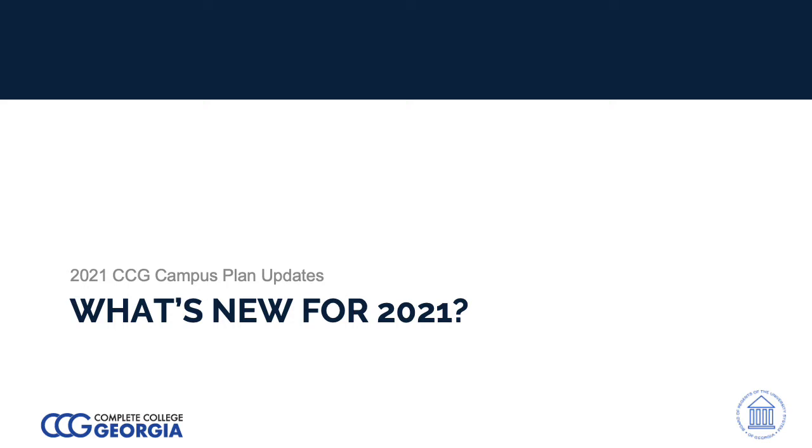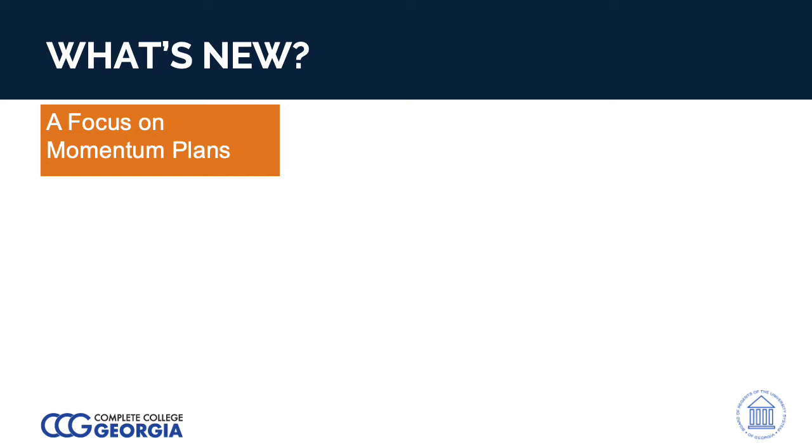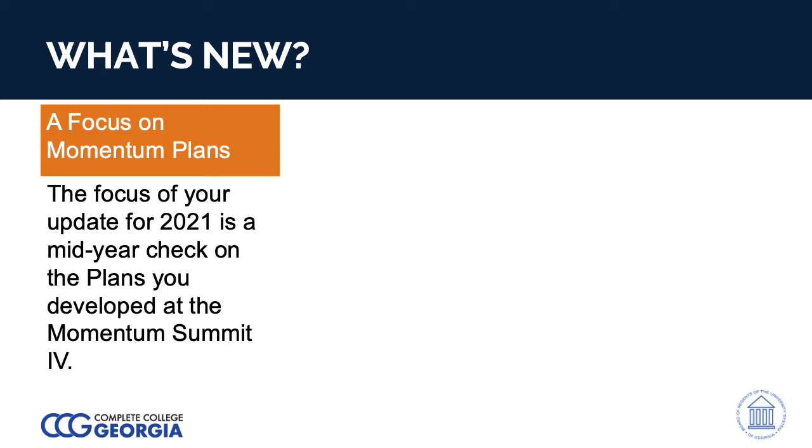So first off, what's new for 2021? This year, one of the most interesting things is that we have a laser-like focus on the momentum plans. The focus for your update for 2021 is just that. It's a mid-year check-in on the plans that were developed coming out of the Momentum Summit 4. This is a fairly significant change from where we have been in years past, where we have asked for a retrospective look at the previous academic year. This is really looking at where you are with your work, and this is somewhat of a recognition that the 2020 academic year, the 2019-2020 academic year, was a year of substantial transition and disruption.